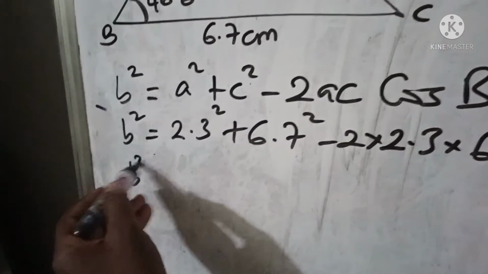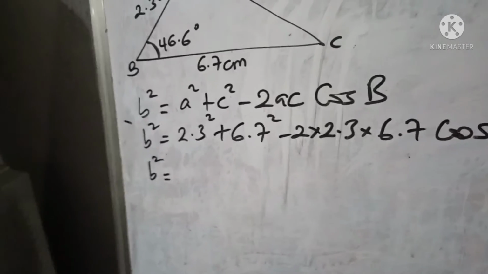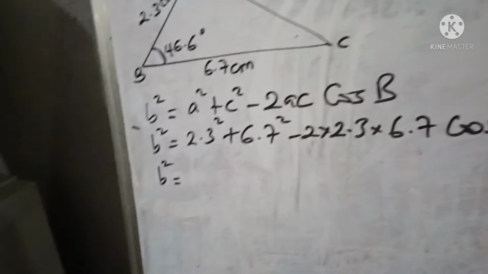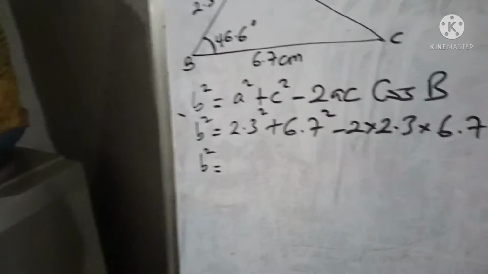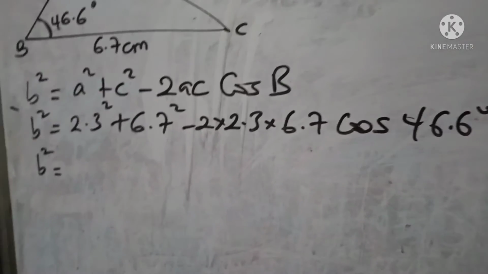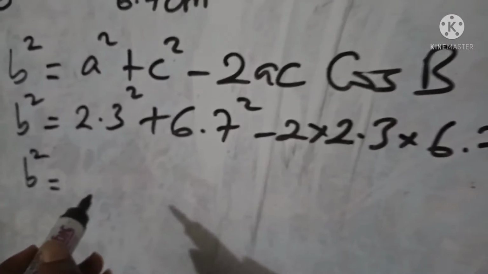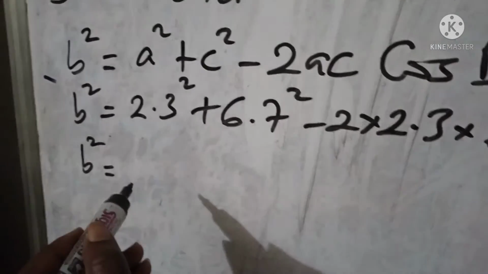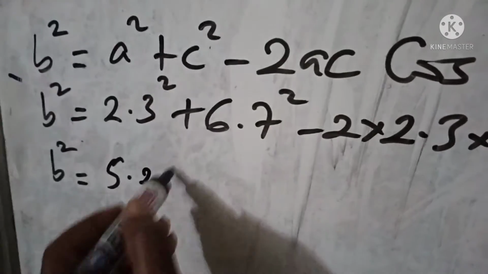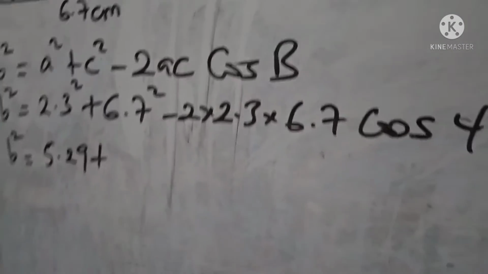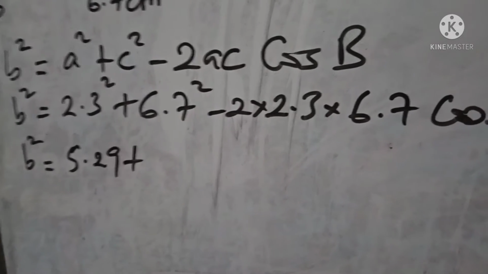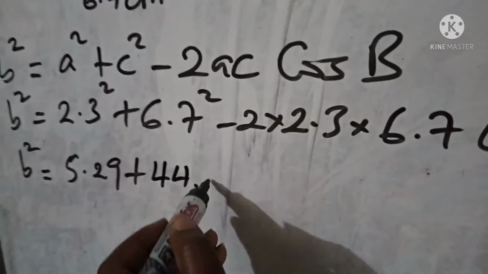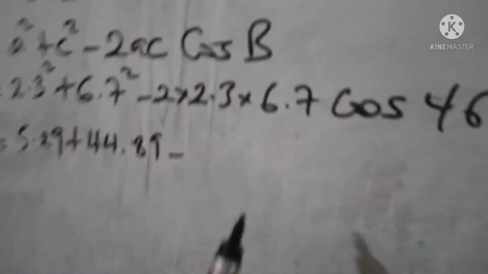So we have B squared equal to, what is 2.3 squared? That is 2.3 times 2.3, which is 5.29. Then 6.7 squared is 44.89. Minus, now you multiply this one.